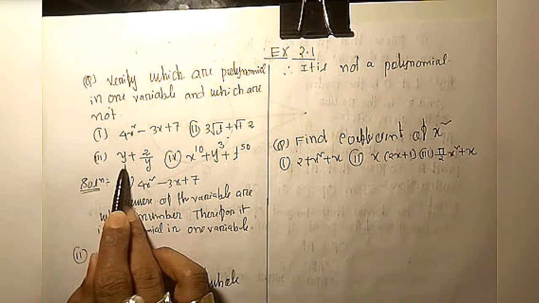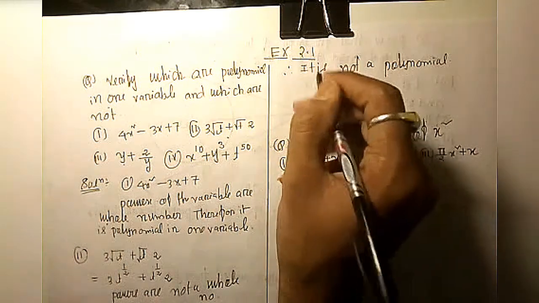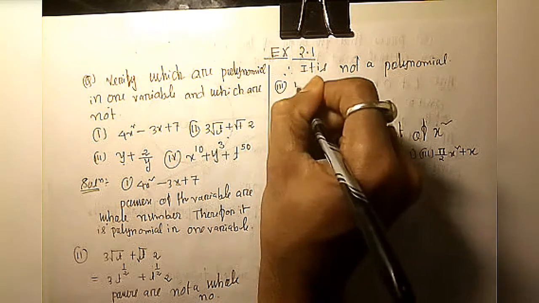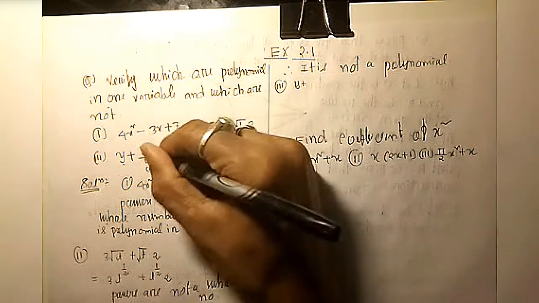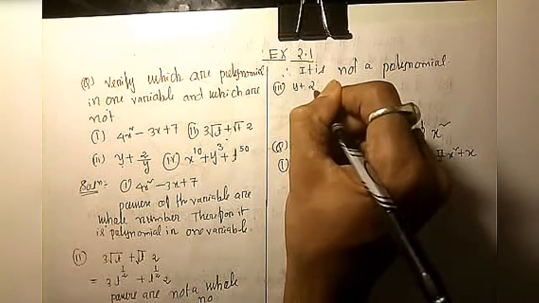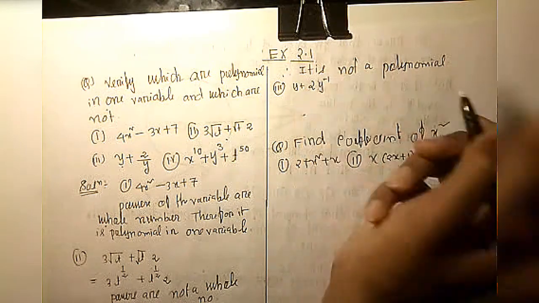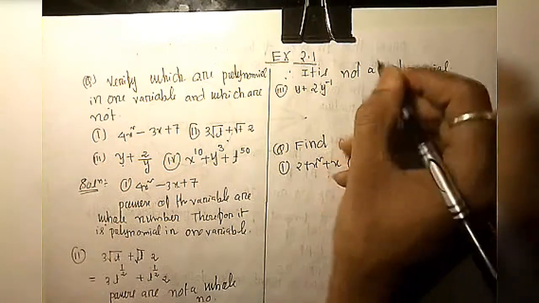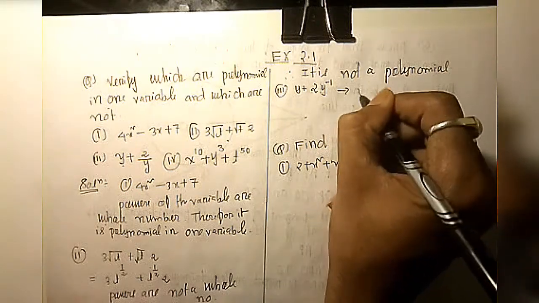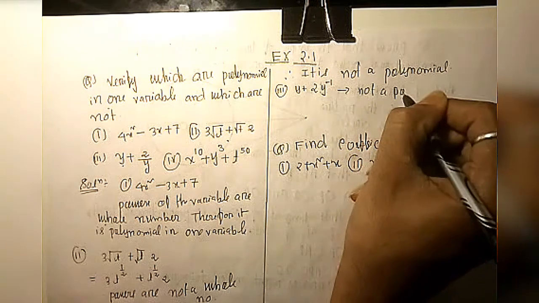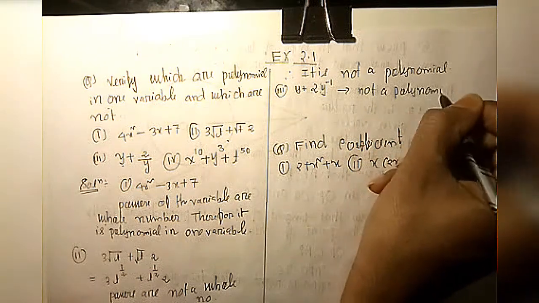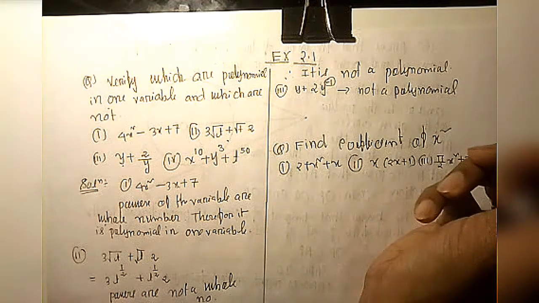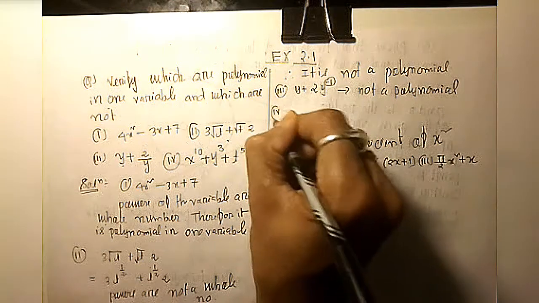So, next, Roman 3, which we have already discussed. Roman number 3, y plus 2 by y. 2 by y means 2 into y to the power minus 1. Minus 1 is not a whole number. It means it does not represent a polynomial. So, it is not a polynomial.